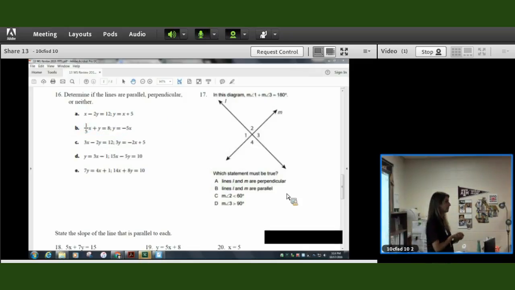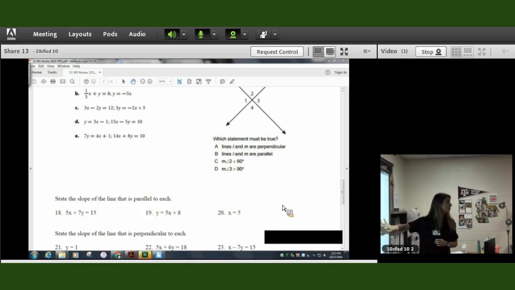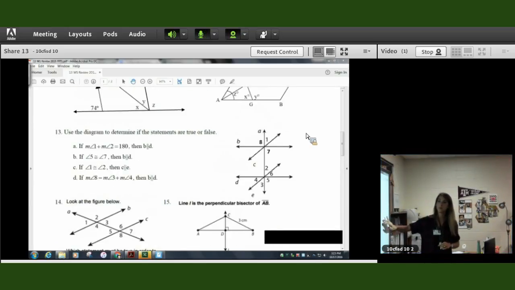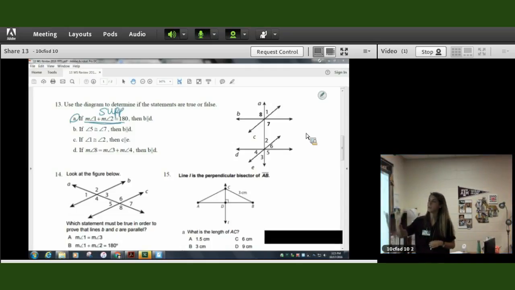What else? I'll go back to 13. Okay. 13A. So if angle 1 and angle 2, what is that really saying? If they add up to 180. If they're supplementary. Okay, so let's go look at our picture.